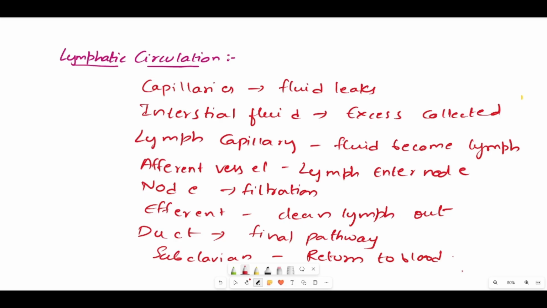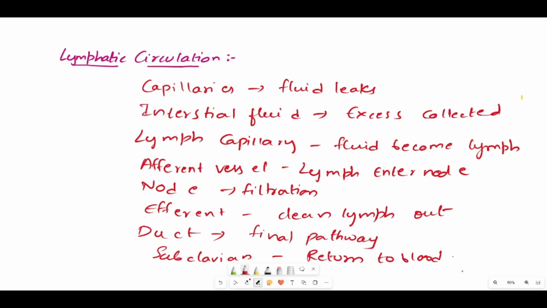That will again be entering into the afferent vessels. From the afferent vessels it enters into the lymphatic node. The lymphatic node is a site of filtration where most of the pathogens will be getting eliminated. Then finally it enters into the efferent vessels where better filtration occurs. After the efferent vessels it reaches the duct, which is the last part of this lymphatic circulation. Then finally it enters back into the bloodstream through the subclavian vein.